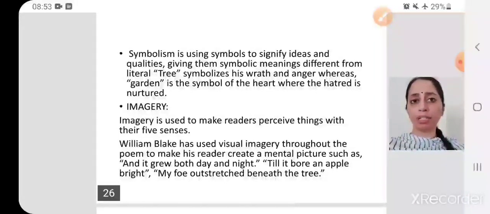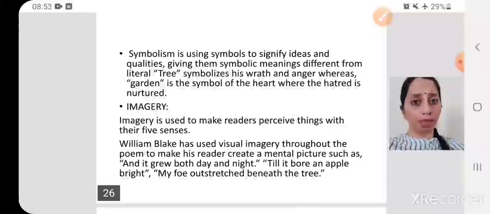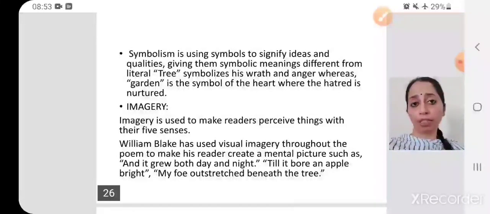Imagery. So what's an imagery? Imagery is used to make readers perceive things with their five sensory organs. So when you can create pictures in your mind, such figures of speech are called imagery. So what has the poet used over here? Let us see.